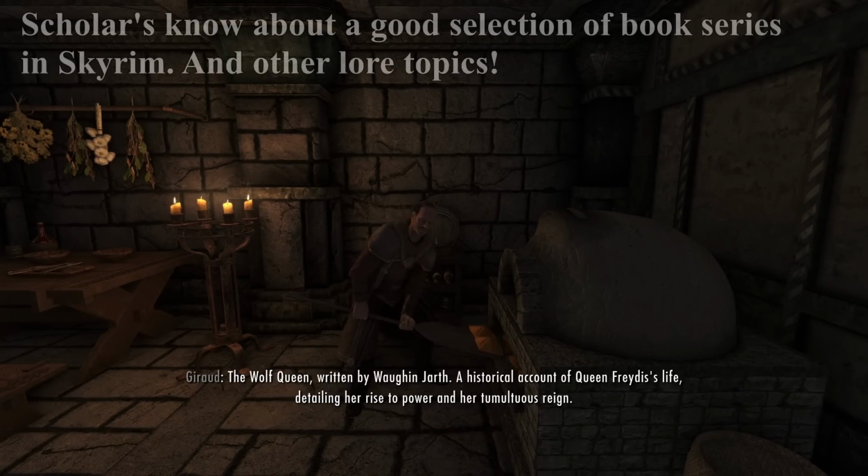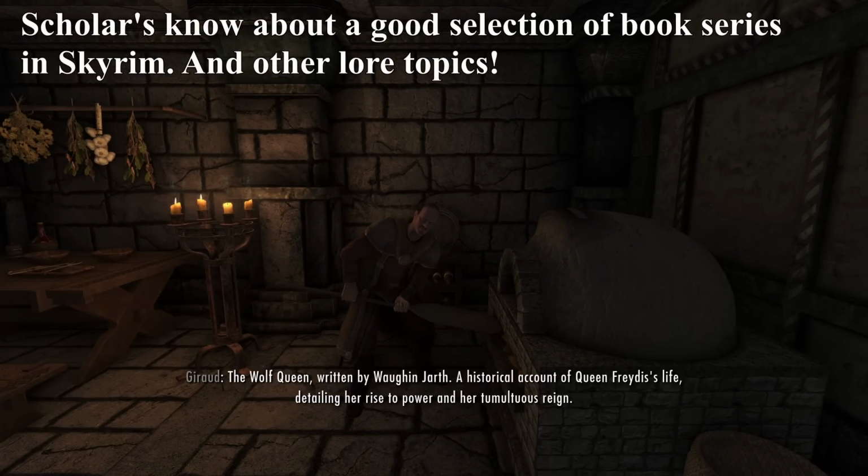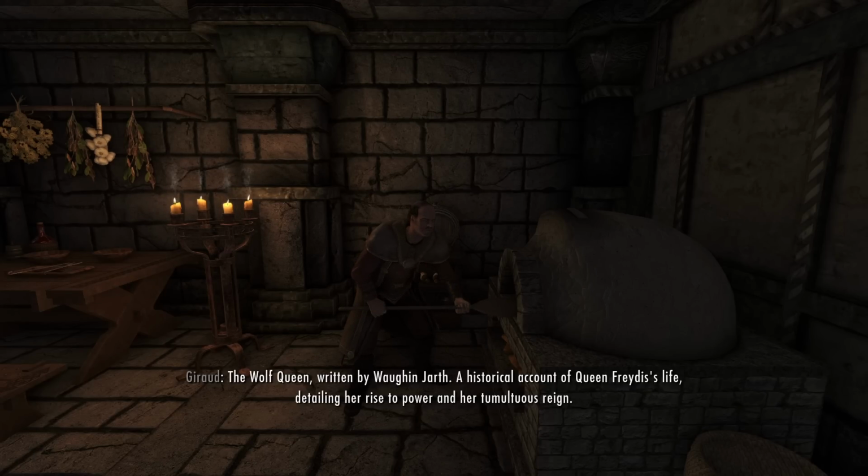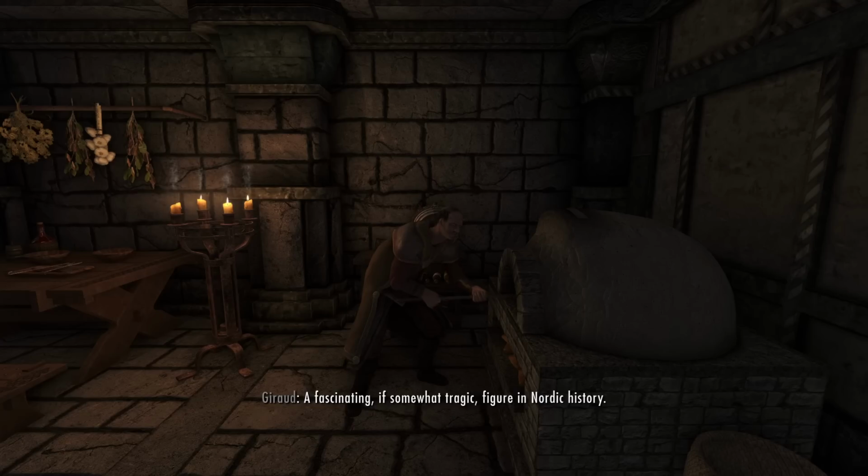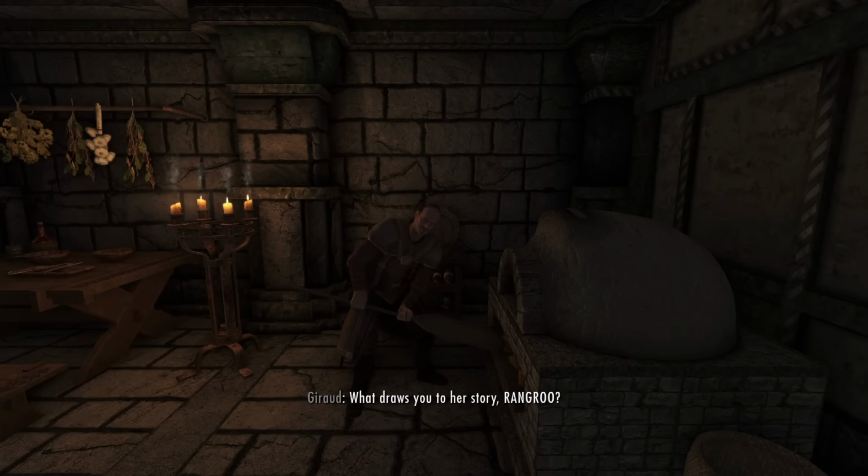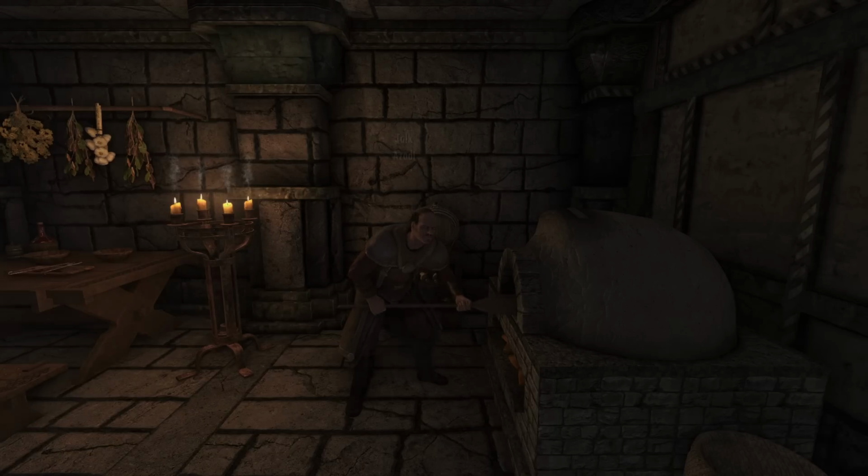The Wolf Queen, written by Waffen Jarth, a historical account of Queen Freydis's life, detailing her rise to power and her tumultuous reign. A fascinating, if somewhat tragic figure in Nordic history. What draws you to her story, Rangru?